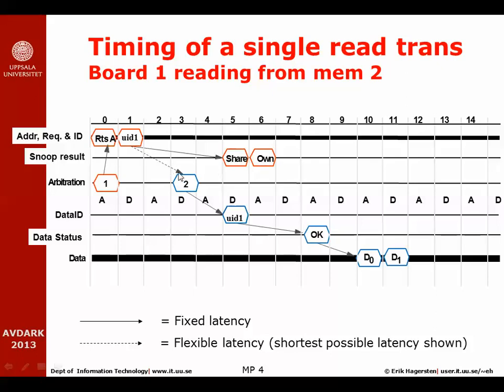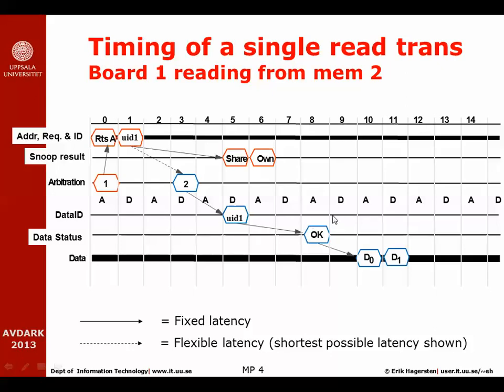The dashed line here shows a flexible latency. This is actually the earliest it can happen. So if board number 1 sends the read request and board number 2 wants to reply with the data corresponding to that request, this is the earliest point in time it may arbitrate for the data bus. After 2 cycles, it's going to send the unique identifier corresponding to the data it would like to send. In this situation, it's replying to the first request, so it's going to have the same unique identifier in the data packet as we did in the address packet.